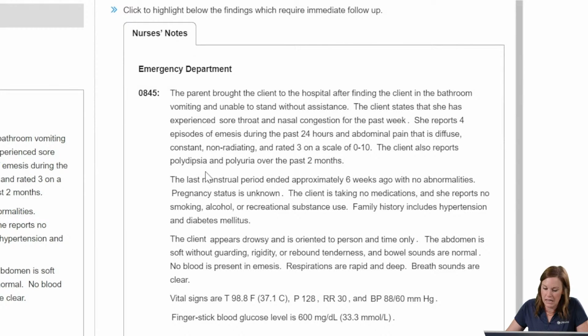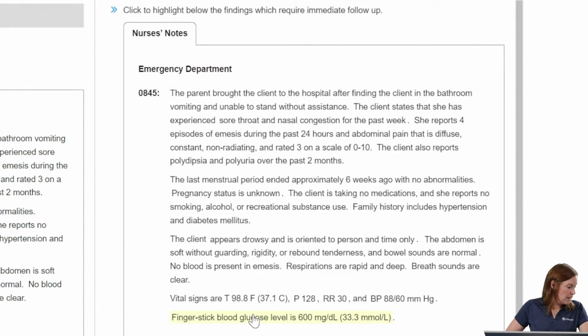Another option is last menstrual period, pregnancy status is unknown. We have the client appears drowsy and is oriented to person and time only. And then we're going to have some vital signs down here. Pulse 128, respirations 30, blood pressure 88/60, and then our blood glucose level.